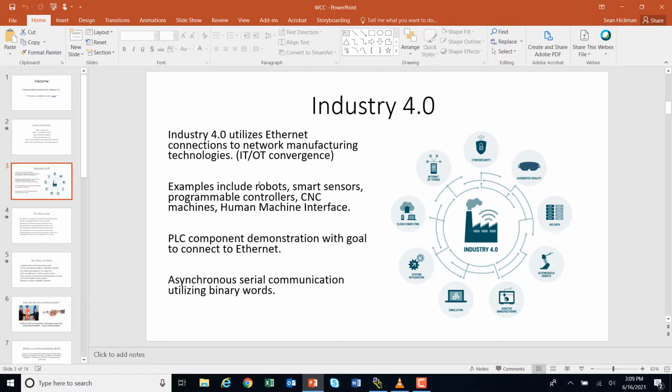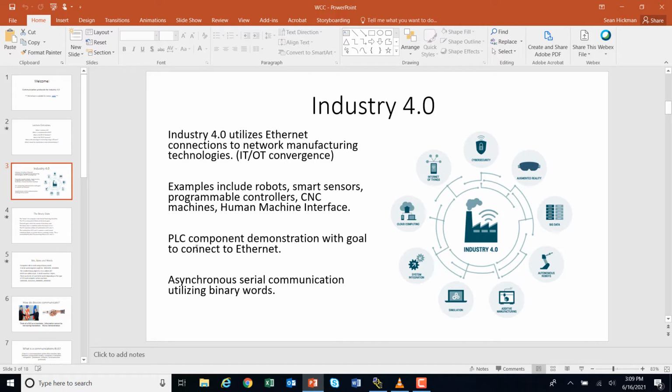So examples of Industry 4.0 include robots, smart sensors, program controllers, CNC machines, human-machine interfaces, and that's kind of what some of the stuff that's shown around here is. Here's my system integration, my robots. And so these are all part of a network. And so once you get an item on the network, well, then you can pump it up to the web and anybody in the world can take a look at it and you can modify it and see how things are going and make your company better. All right, so that's what Industry 4.0 is.